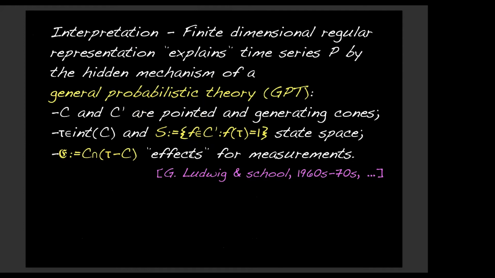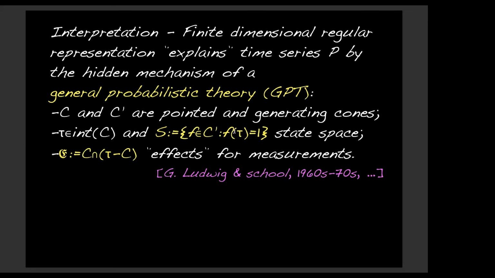Finite dimensional regular quasi-realizations somehow explain the time series by a hidden mechanism, which is not classical or quantum necessarily, but it's a general probabilistic theory. What's the general probabilistic theory? Nowadays, many people know this in our field. If you take the regular one, this is actually very nice because then C and C prime are automatically pointed and generating cones. So they are full dimensional and they also have a supporting hyperplane. The unit is not just contained in C, but it's in the interior of C. So in fact, that's how it defines a supporting hyperplane for the dual cone. And S is all the functions from the dual cone which evaluate to one on tau.